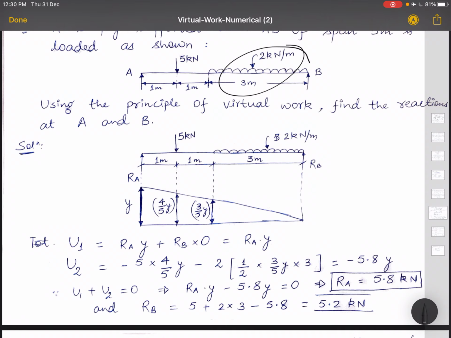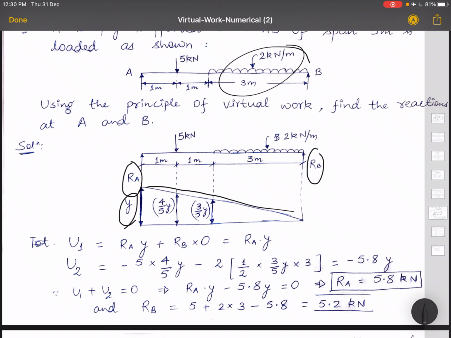Same as before, we can provide a virtual displacement either at A or at B. No hinge is there, so it will be a straight line. Here we are providing y. Similarly, the total is 5, so for 4 it will be 4 by 5, and for 3 meter it will be 3 by 5. What you have to do is write U1 equals U2. What is U1? U1 is Ra into y plus Rb into 0, due to the reactions.